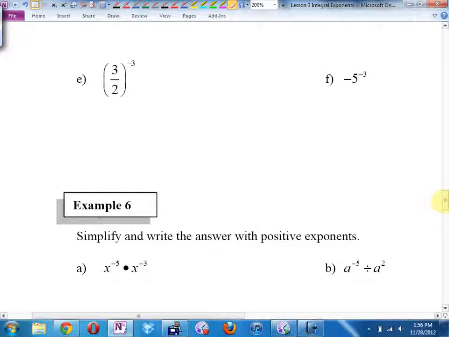Hey, let's do a fraction. Sure. Is there a power to a power? Is there an exponent outside the brackets? Then deal with it. It's going to go on to everything inside the brackets. It's going to be a 3 to the negative 3 over a 2 to the negative 3. Then I deal with negative exponents. Are there any? Yep. It's going to be a 2 to the 3rd on the top and a 3 to the 3rd on the bottom.